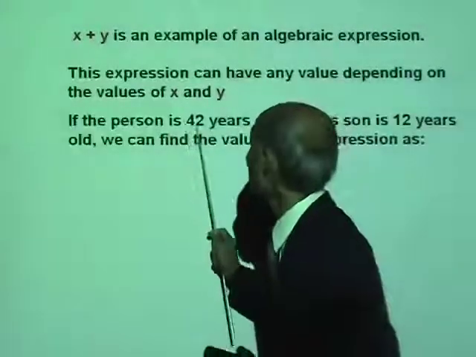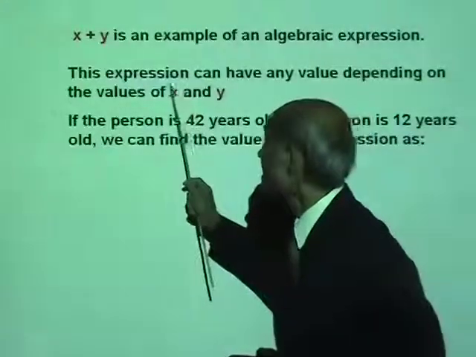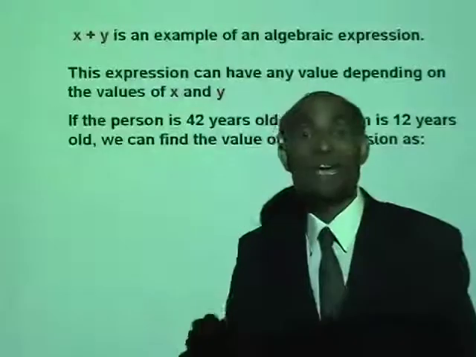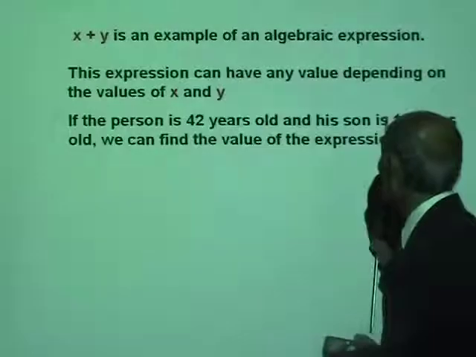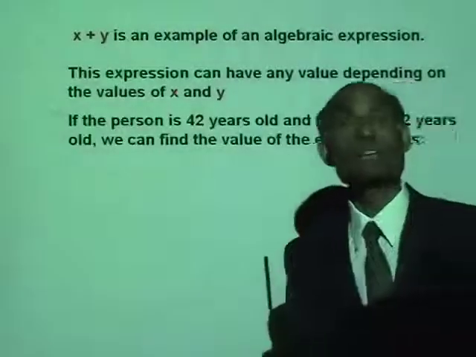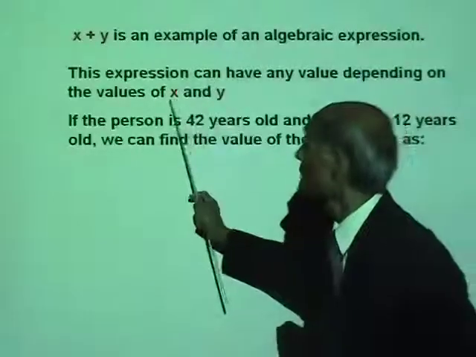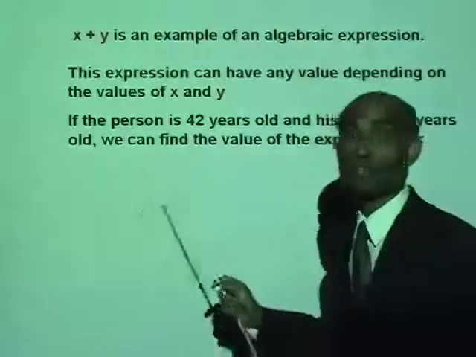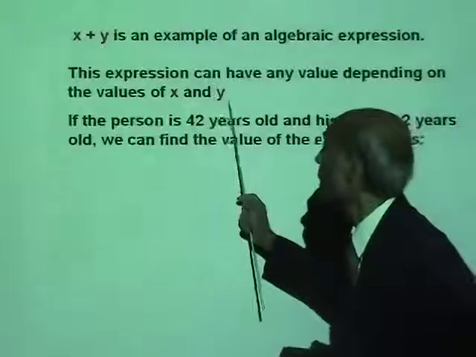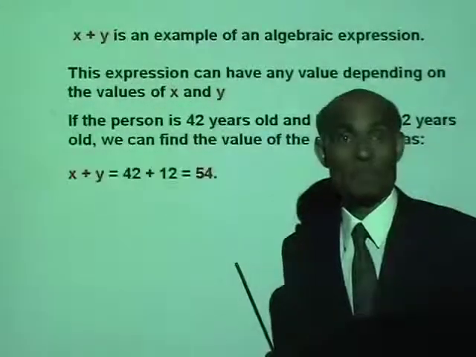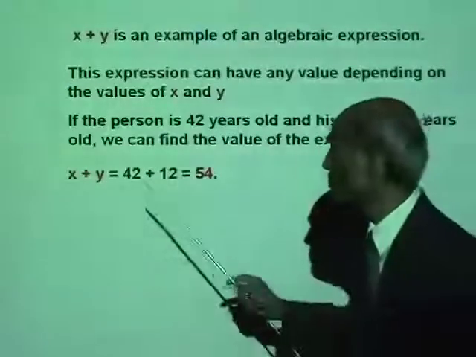Suppose if the person is 42 years old, that means we are assigning a value for x. The age of the person is 42 years old. And the age of his son is 12. The person is 42 years old, means x equal to 42. His son is 12 years old, means the value of y is 12. In that case, what is x plus y? What is the sum of their ages?